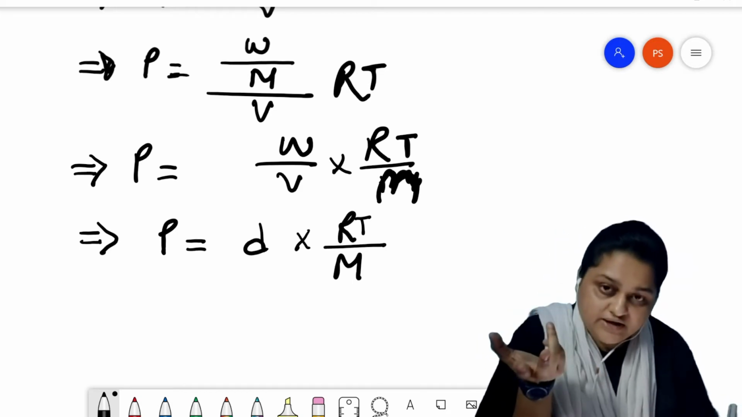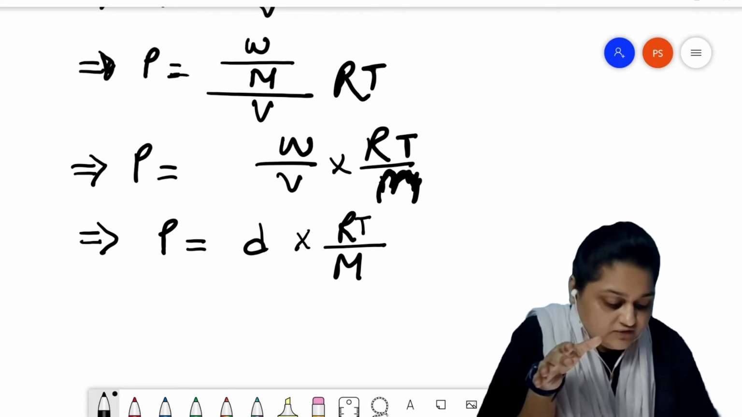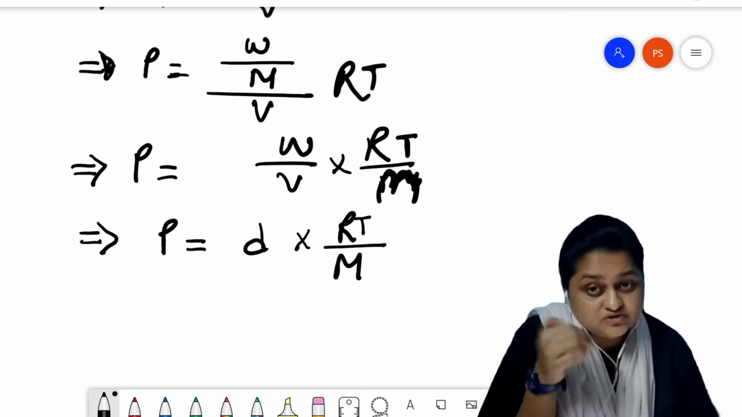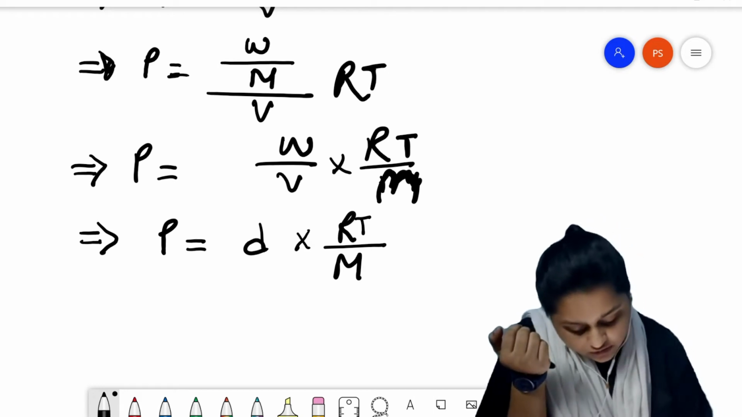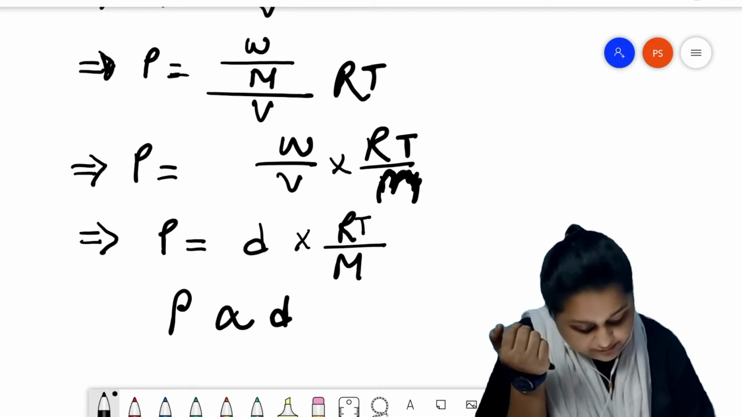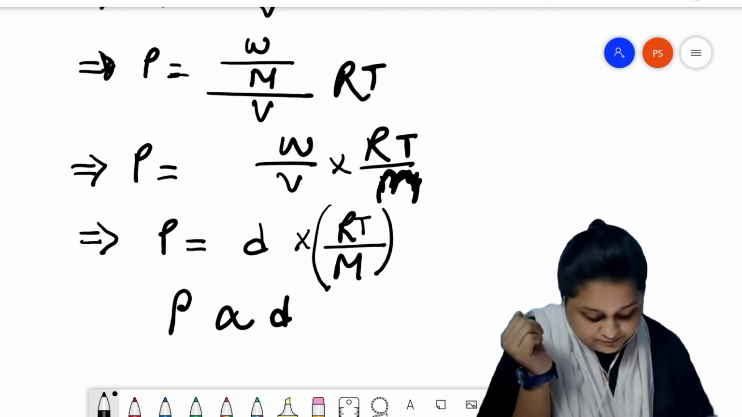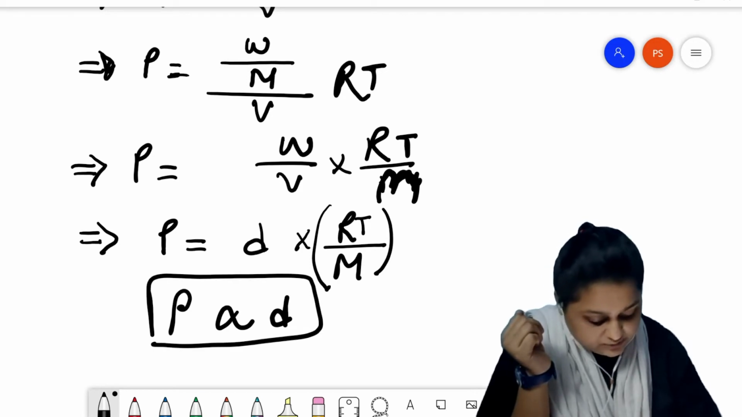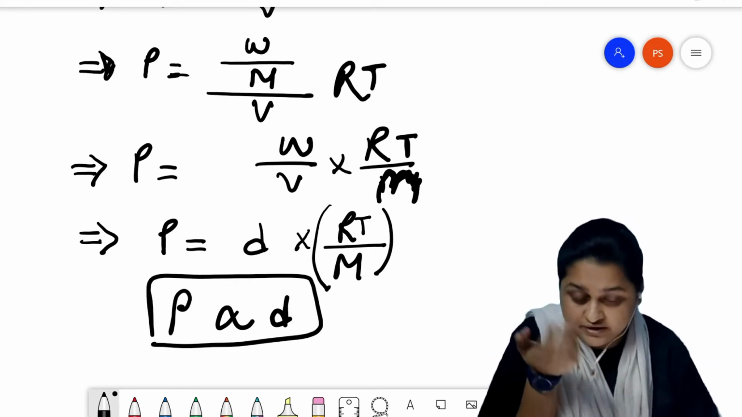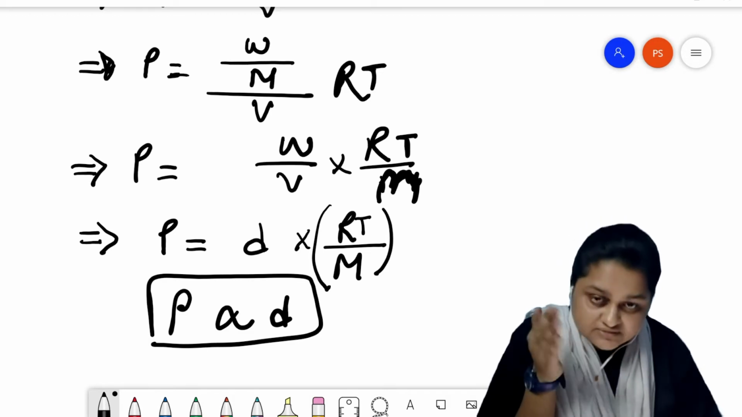For a certain gas at a certain temperature, the entire value RT by M is going to be constant. So we can say that P is directly proportional to d because this entire value is a constant value. And thus we prove from the PV equals nRT equation that pressure of a gas is directly proportional to the density of the gas.